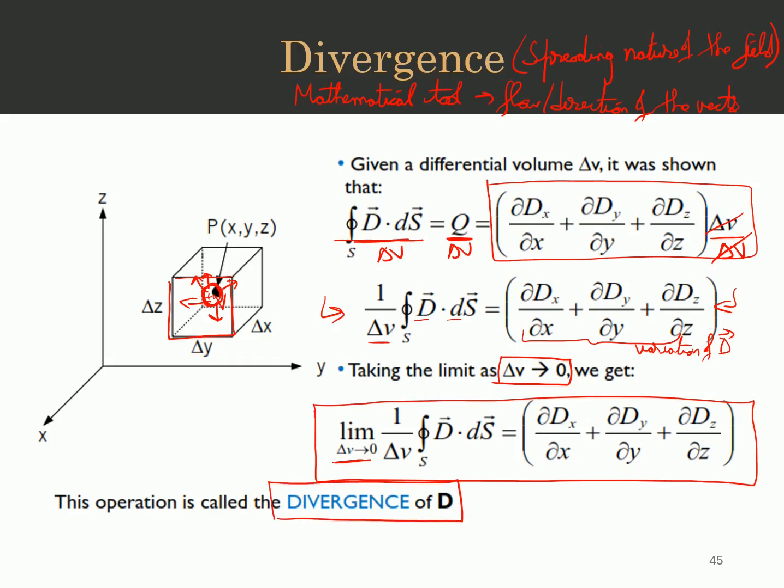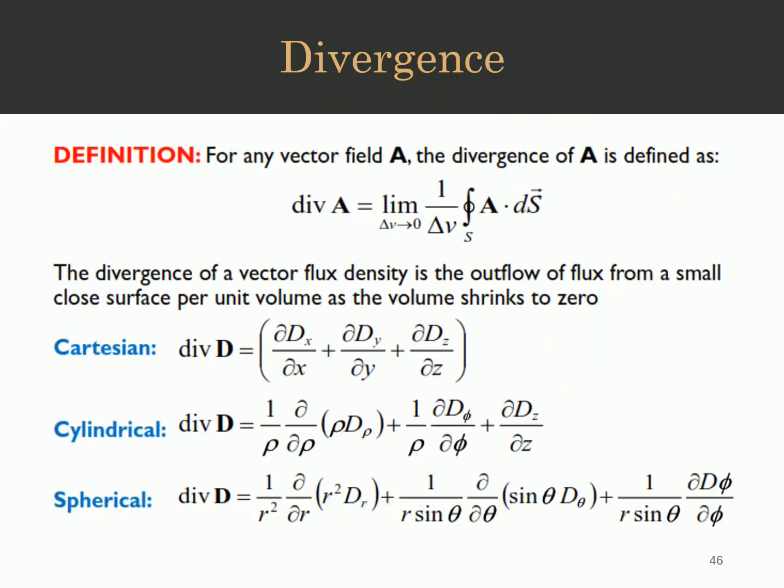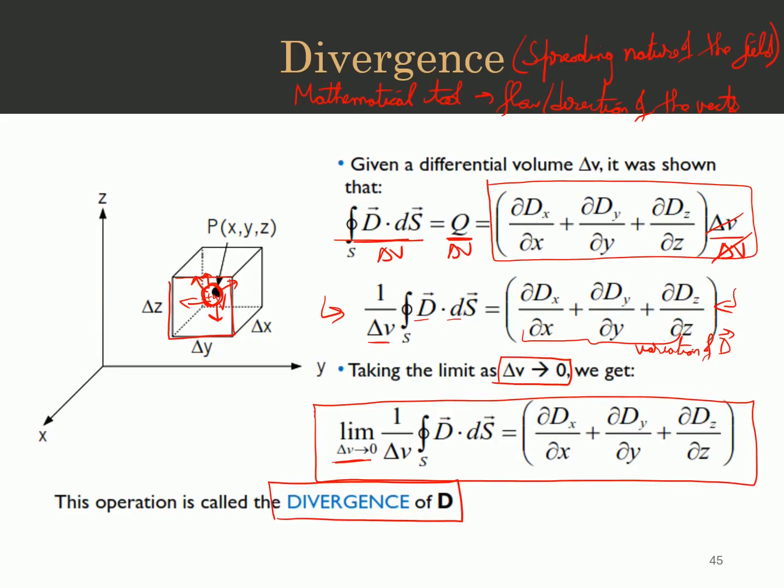So we can state this equation as such: divergence of a vector flux density is the output of the flux. Let's first keep this equation in mind. This represents the divergence of electric flux density D, where you can see it depends upon the electric flux density D in a small area per unit volume which is tending to 0, and which is equal to the variation of D along x, y and z represented by the partial derivative.